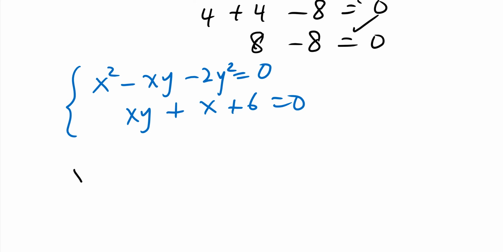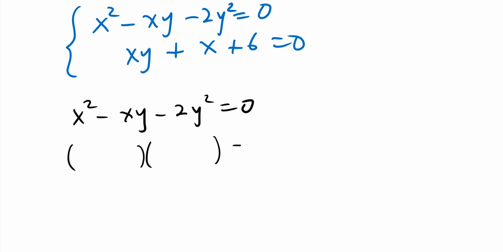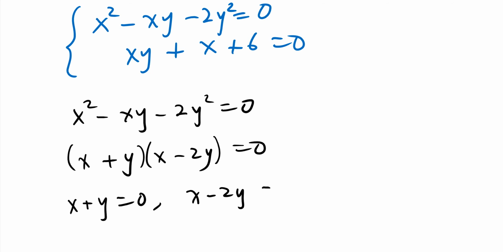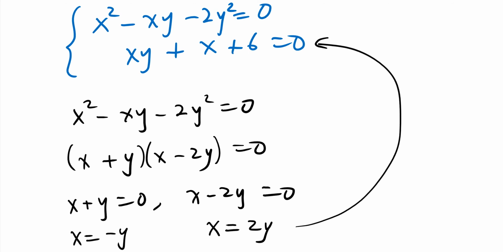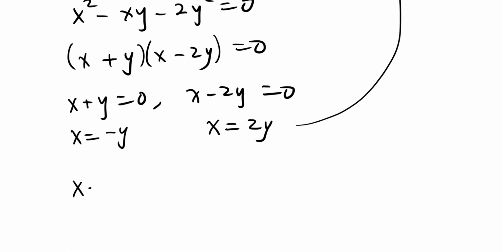So let's look at the first equation. What we can do here is try to factor the left-hand side: (x minus 2y)(x plus y), like this. If you try it, it works out. So there are two cases: x plus y is 0 or x minus 2y is 0. So x equals negative y or x equals 2y. It's not done. This only gives me a relation between x and y. Then I can substitute these back into the second equation, xy plus x plus 6 equals 0.